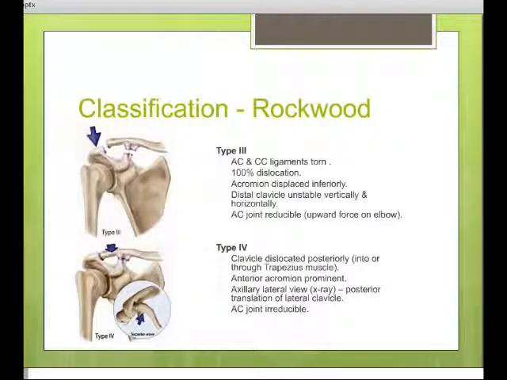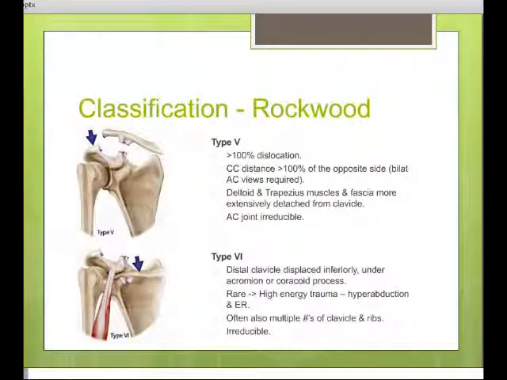Type 5 is 100% dislocation. So it's essentially an exaggeration of the type 3 injury, where the coracoclavicular distance is 100% more compared to the opposite side. So you need bilateral X-rays to compare and be able to see that. The deltoid and trapezius muscles and fascia are more extensively detached from the clavicle, and again, in this injury, the AC joint is irreducible.